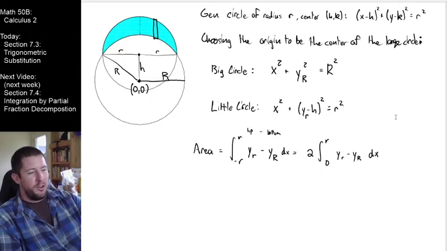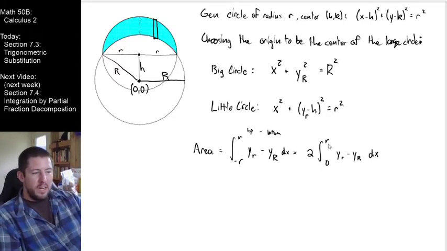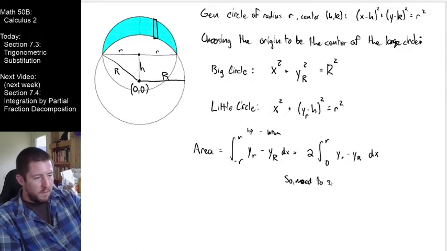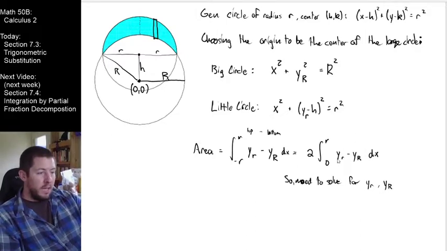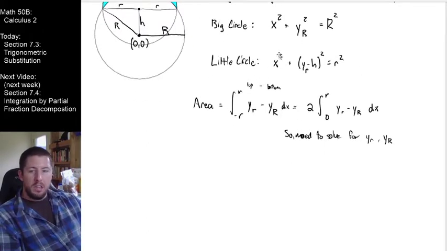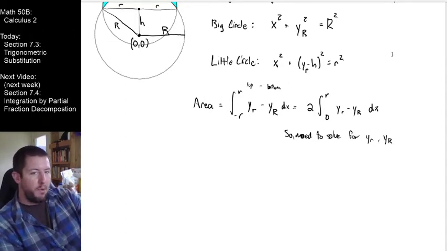It looks like what I want to do now, to evaluate this, is to solve for y sub little r and y sub big R. I would need to know those equations in terms of x, so I can throw them inside of my integral right here, perform the integration. So let's go ahead and take our two equations right here and solve them for their respective y terms, right?